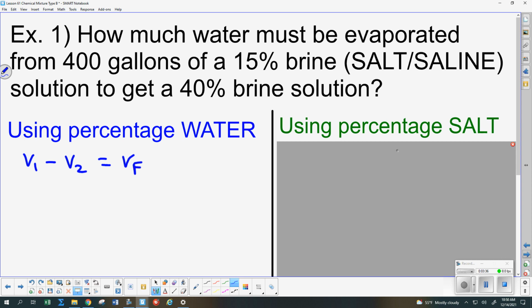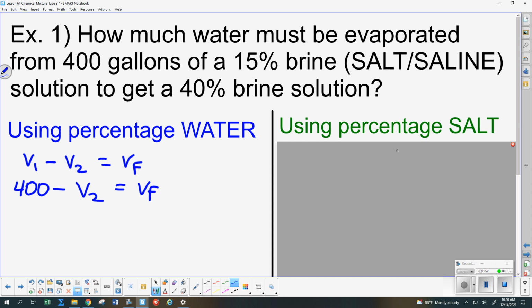Jonas. It's what you start with. You're evaporating it away from. So you're starting with the 400 and then evaporating some away and ending up with some final amount.